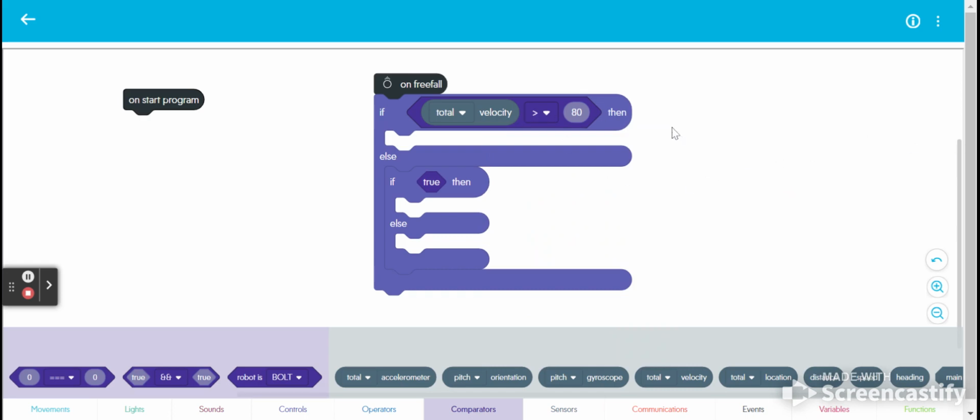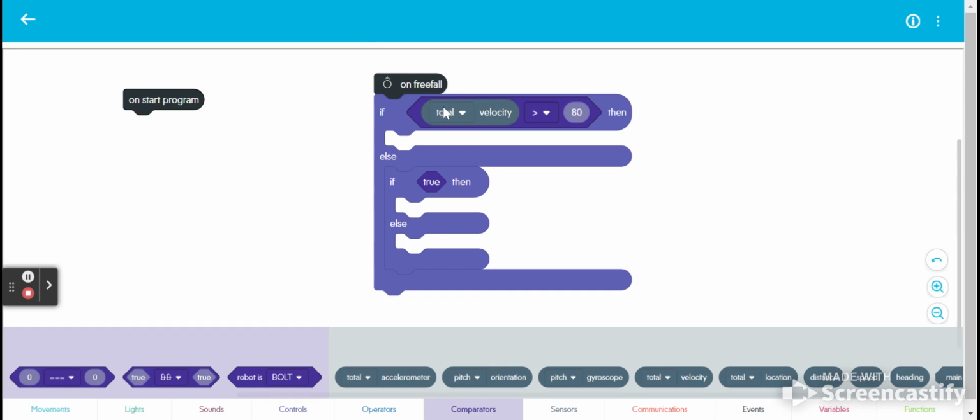I've already checked sensors, so I know my sensor value. It could be anywhere from 0 to 100, 0 to 120 maybe. So we're going to say anything greater than 80 is moving fast. Anything between 40 and 80 is moving in between, and anything less than 40 is going to be moving slow.